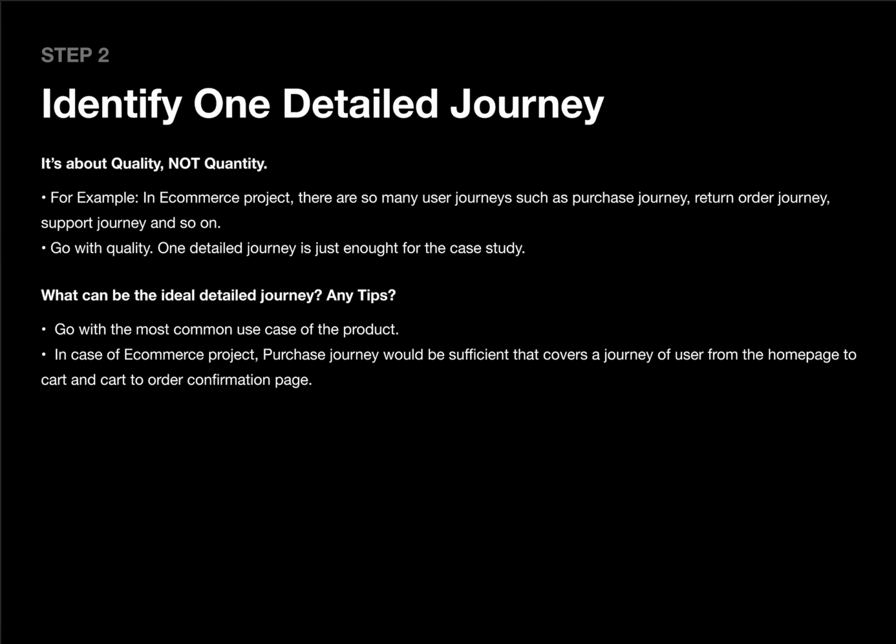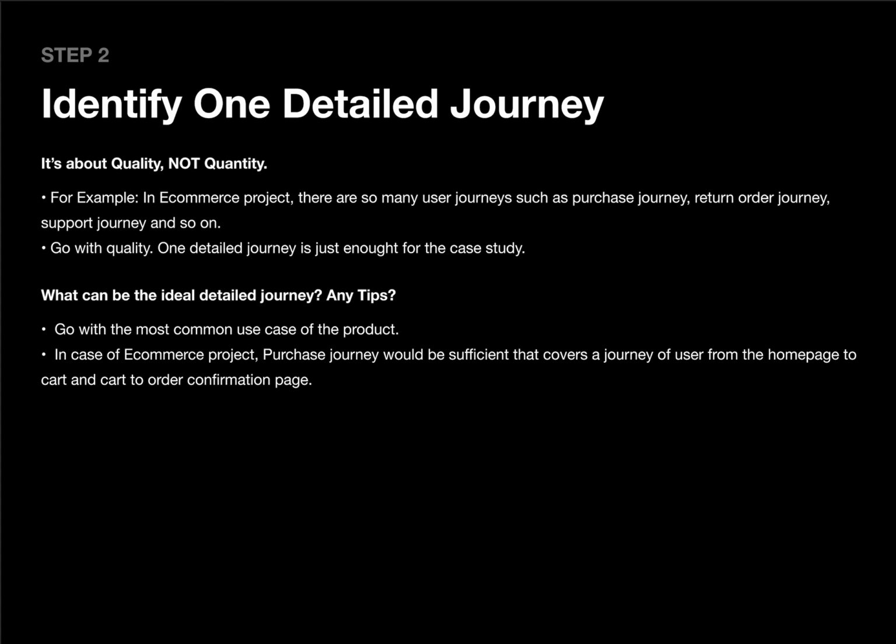Step 2 is all about identifying one key detailed journey. In other words, you need to just work on one journey. You do not have to work on the entire project. For example, if you look at e-commerce, you have so many things, right? The crucial journey is an order journey or a purchase journey. And you have also a return journey, you have a support section, you have a profile section, you have an addresses section. You have so many things in your e-commerce project itself. You cannot do everything, and that is even not required.